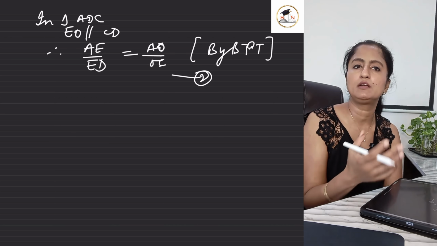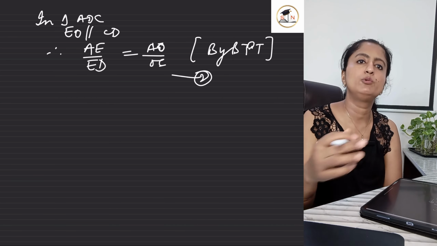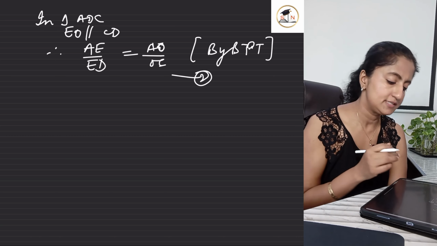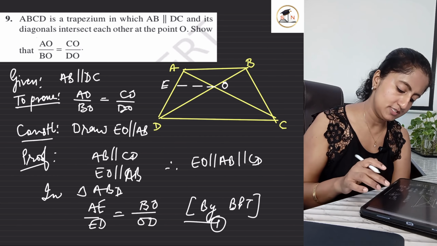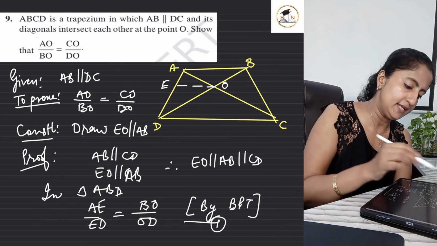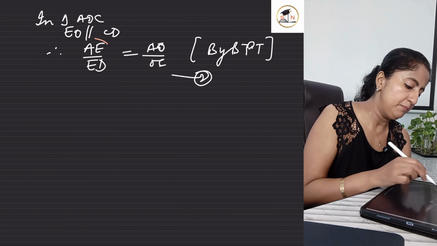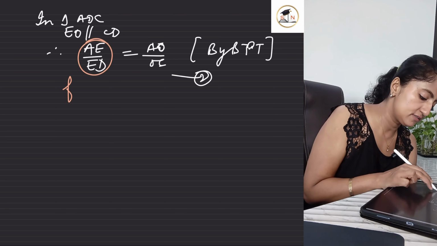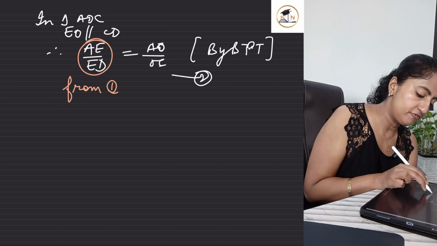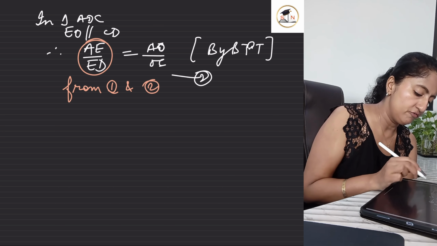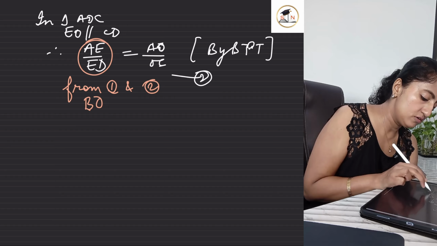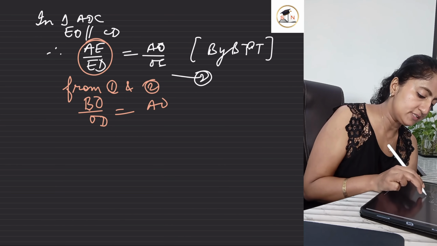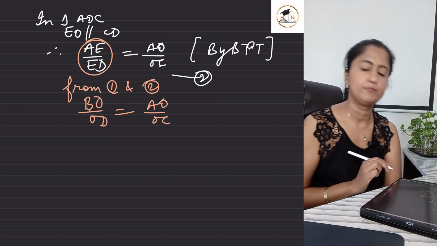Same pattern that we are doing. We do something with BPT, we do another thing with BPT, and we compare the ratios. So same pattern yet again. Because if you see, what did we get? We get AE over ED being a part of both the ratios, right? So that gives us, from 1 and 2, BO over OD equals AO over OC. Are we done?